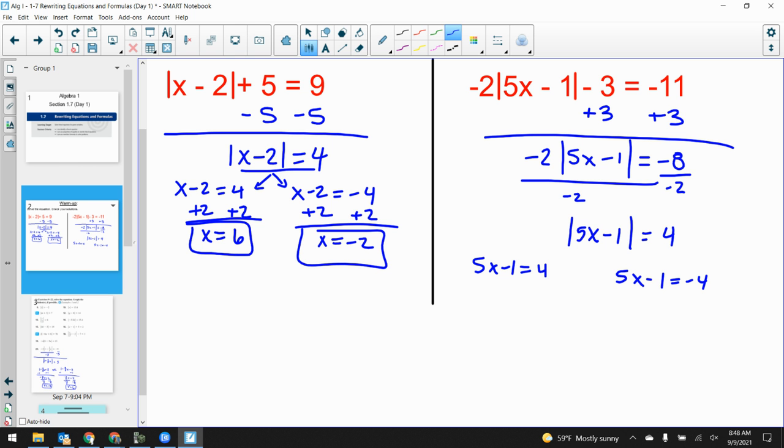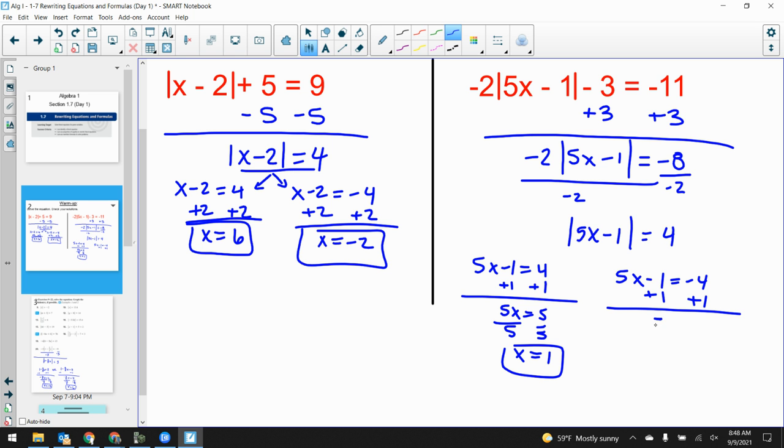And we solve each one of these. I add the 1s and then divide by 5. Add the 1, divide by 5. X is 1. Or add the 1, divide by 5. Negative 0.6. Remember that you've got to have both answers there.